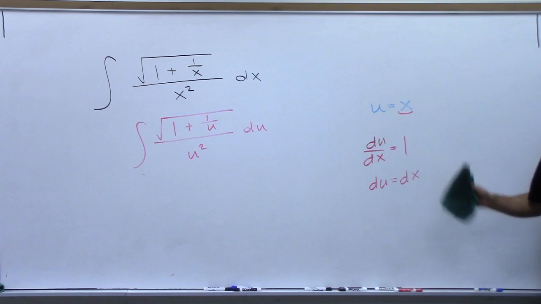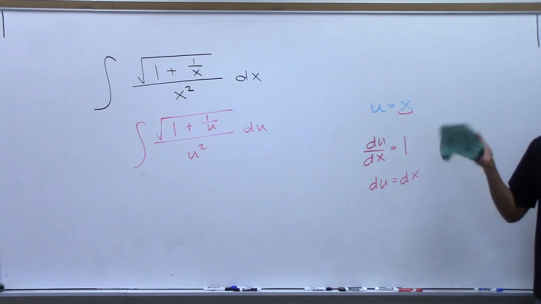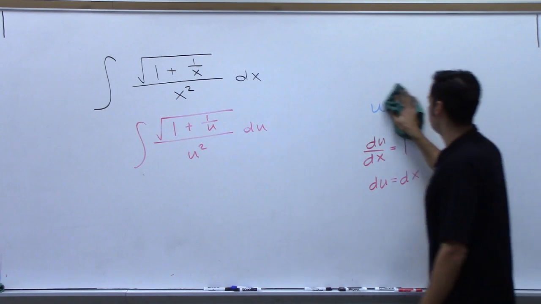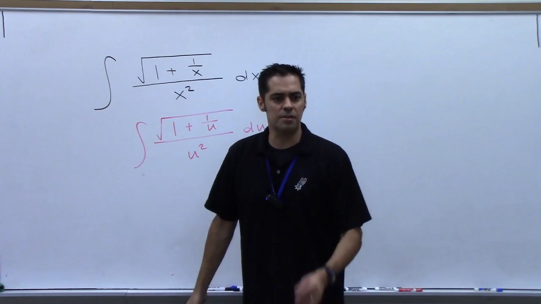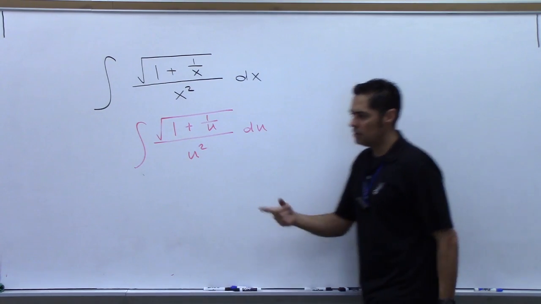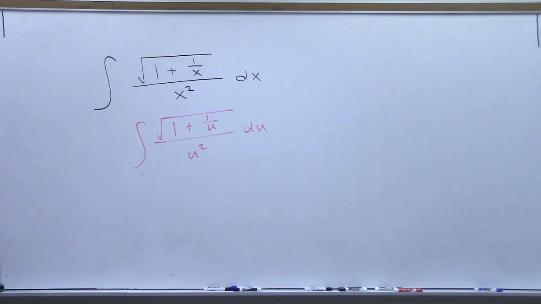X squared. Well, I don't know. That's what I'm having you try and figure out. So I know I've got at least 2. Maybe. Talk to each other. Help each other out. Okay?